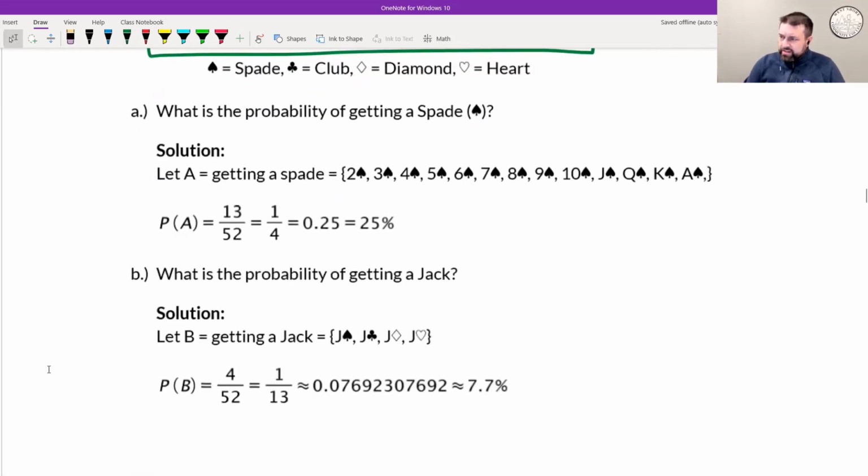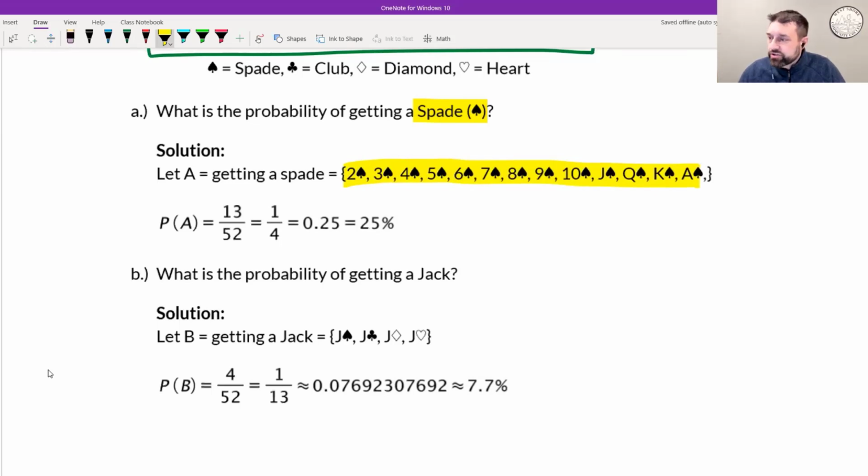Okay, so let's start with this. We're going to go through a whole bunch of examples here. I apologize in advance. So here we go. What's the probability of getting a spade? So how many cards satisfy our condition that they are spades? Well, here they are. Let's count them. 1, 2, 3, 4, 5, 6, 7, 8, 9, 10, 11, 12, 13.